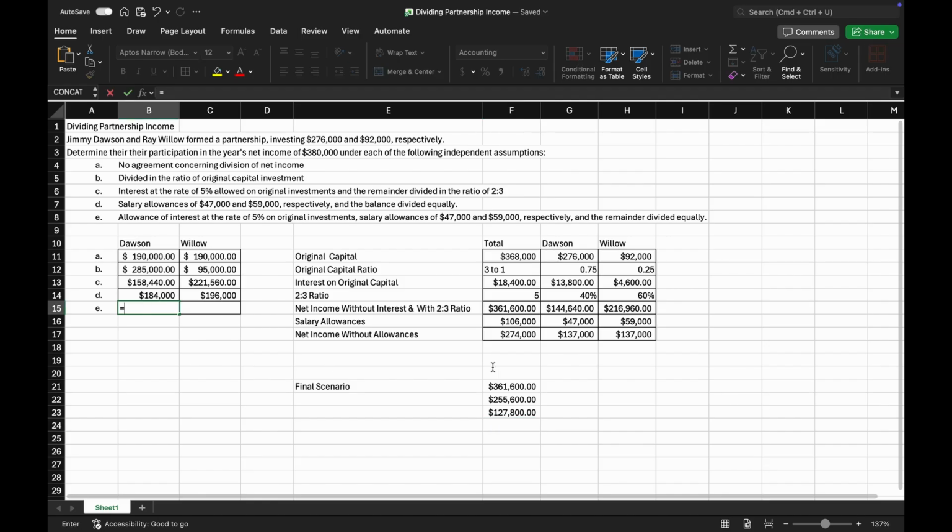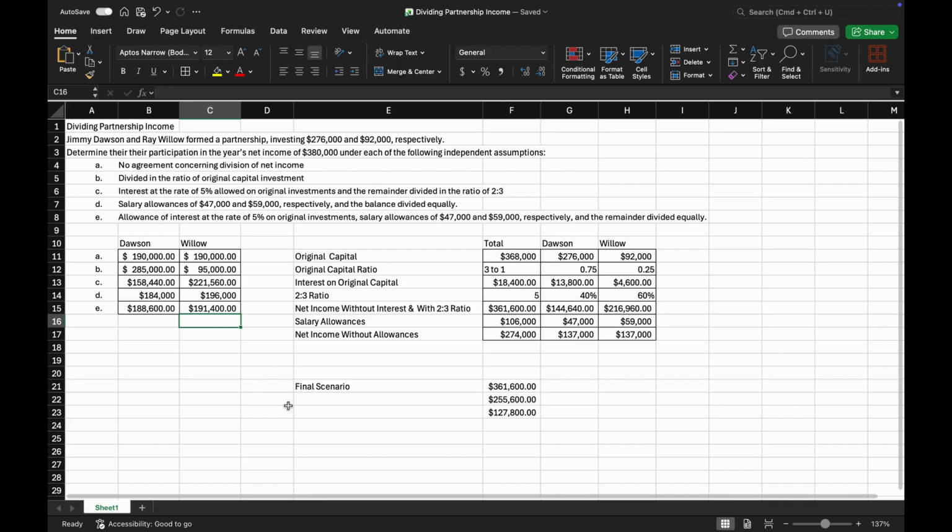Now that we have the base income, we have to add everything back together for each partner. For Dawson, that'll be $127,800 plus $47,000 plus $13,800 of interest, which comes out to $188,600 for Dawson's participation in this year's net income. For Willow, it'll be $127,800 plus $59,000 plus $4,600 of interest, which comes out to $191,400 for Willow's participation in this year's net income.